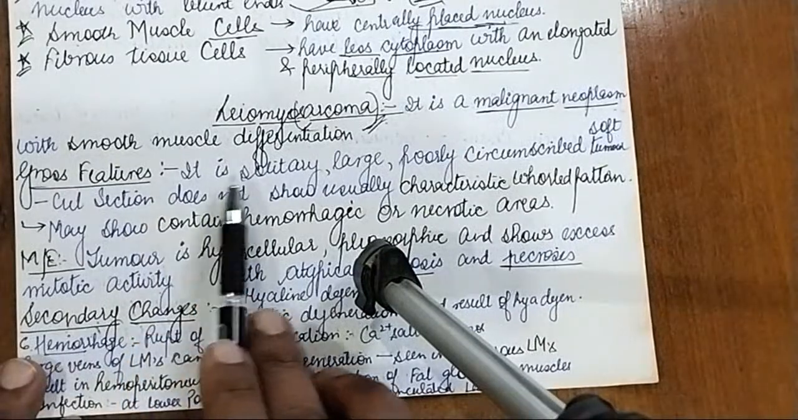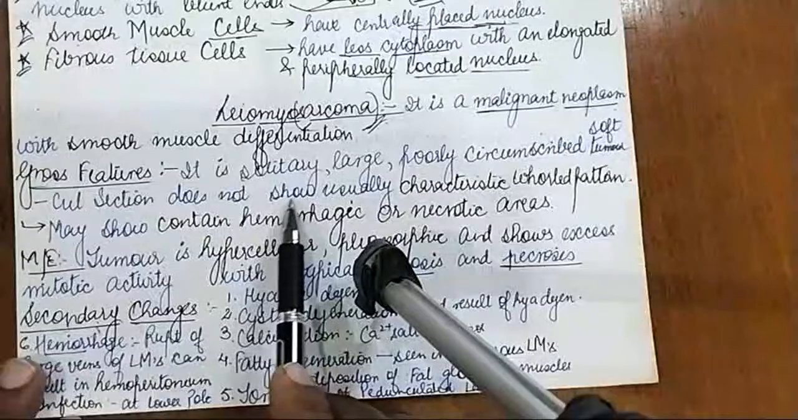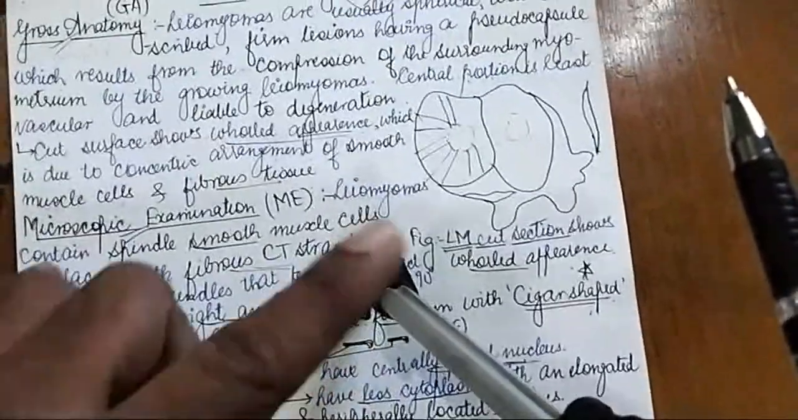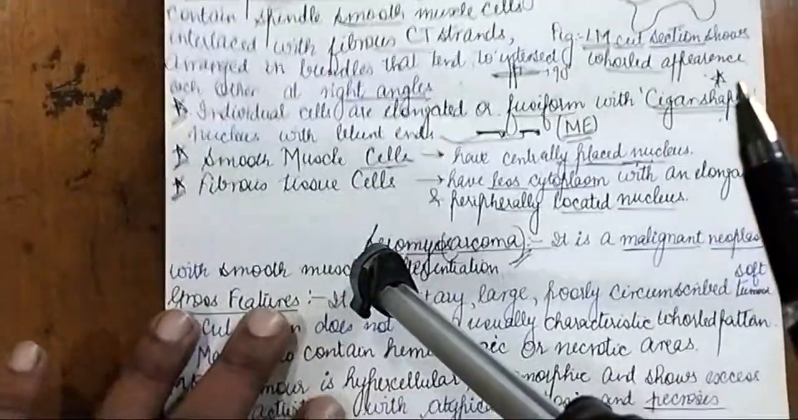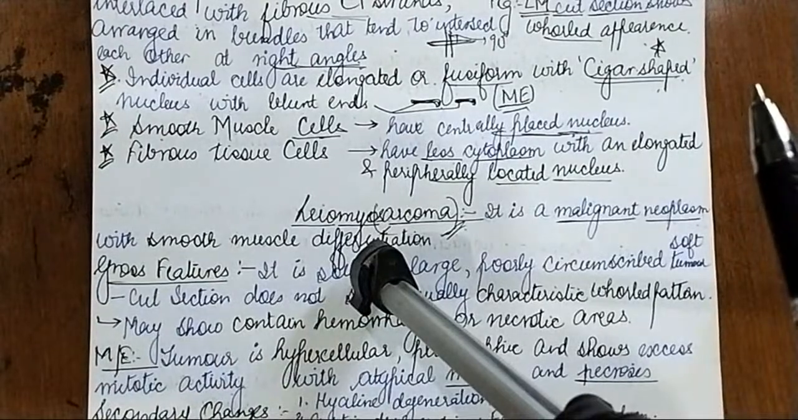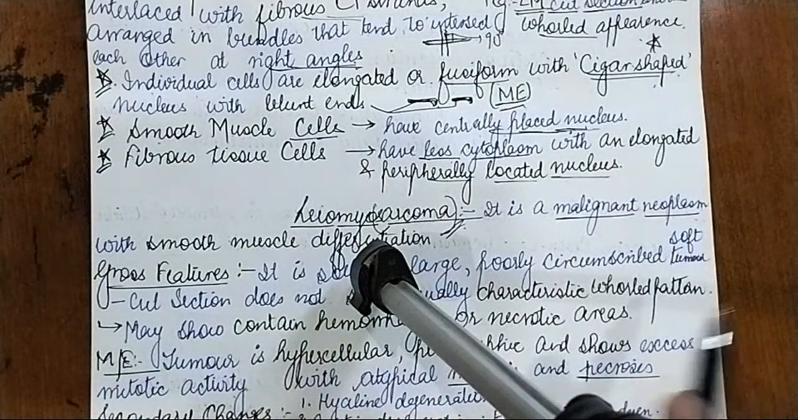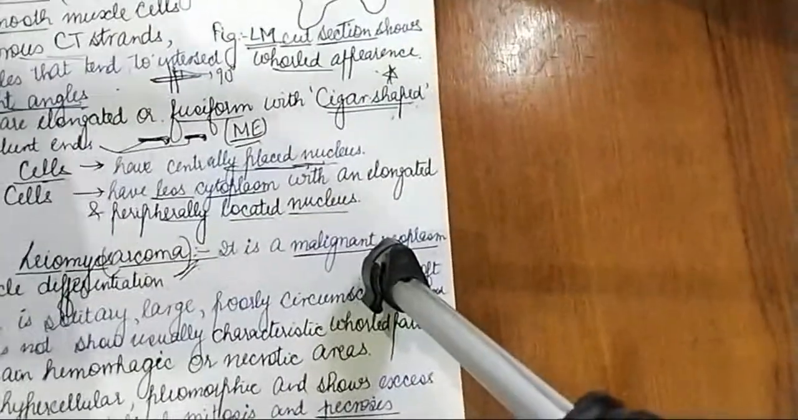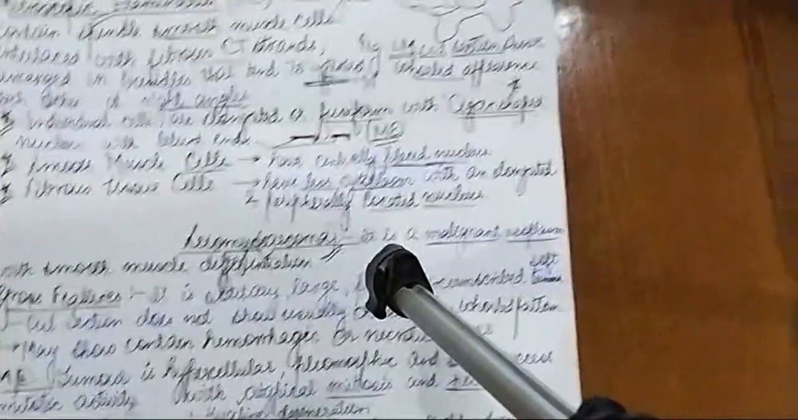Understanding the gross features, it is a solitary, large, poorly circumscribed, soft tumor, and the cut section does not usually show the characteristic whorled pattern. In the previous leiomyoma, the benign form of it, we have already seen that the cut section shows a whorled pattern. But in case of leiomyosarcoma, since it is a malignant neoplasm, the gross feature is a poorly circumscribed soft tumor, and the cut section does not show the characteristic whorled pattern. They may contain certain hemorrhagic or necrotic areas.